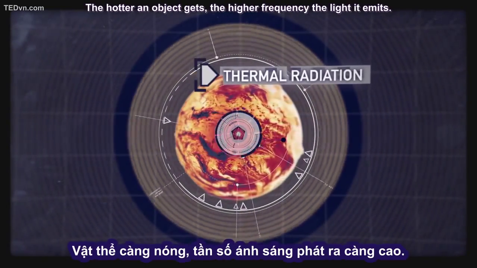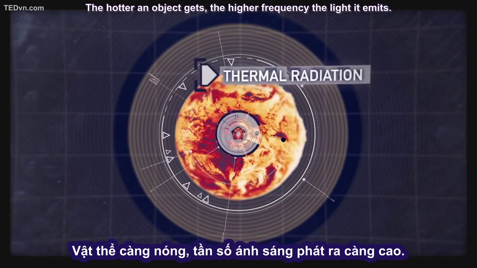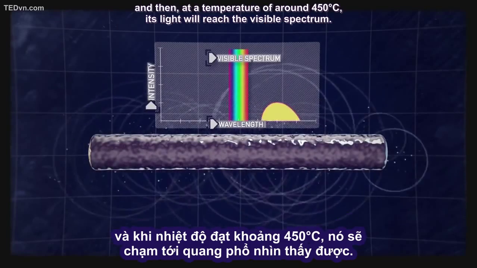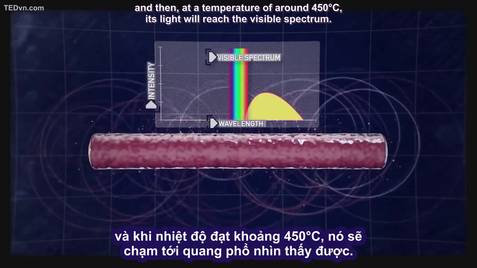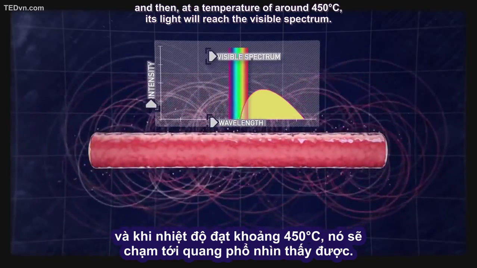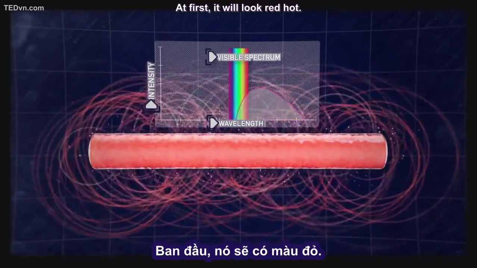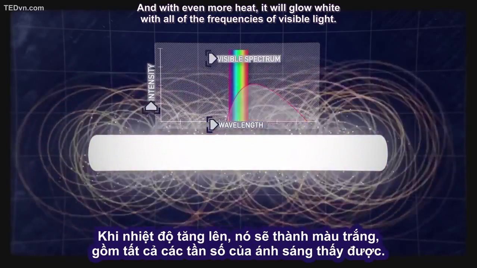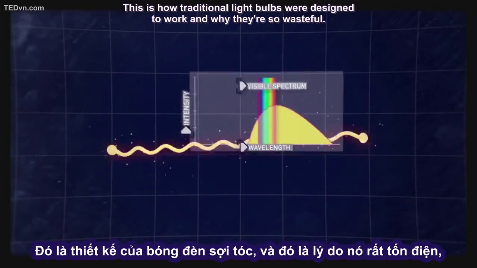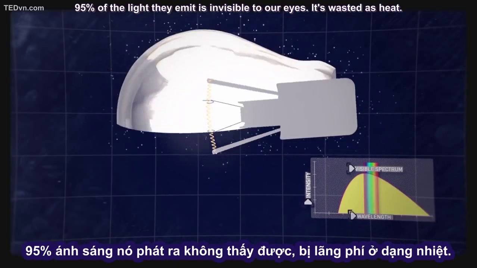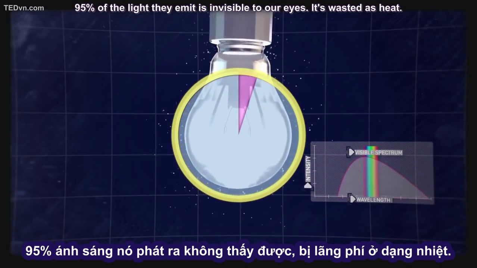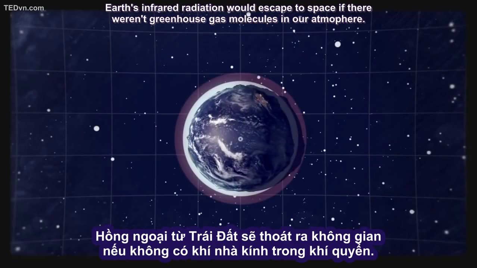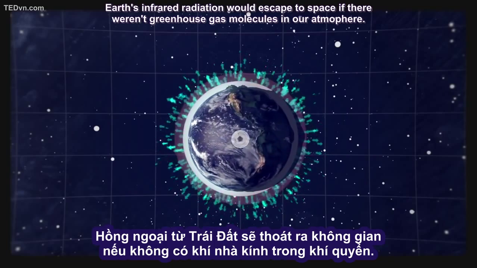The hotter an object gets, the higher frequency the light it emits. When you heat a piece of iron, it will emit more and more frequencies of infrared light, and then, at a temperature of around 450 degrees Celsius, its light will reach the visible spectrum. At first, it will look red hot, and with even more heat, it will glow white with all of the frequencies of visible light. This is how traditional light bulbs were designed to work, and why they're so wasteful. 95% of the light they emit is invisible to our eyes. It's wasted as heat. Earth's infrared radiation would escape to space if there weren't greenhouse gas molecules in our atmosphere.